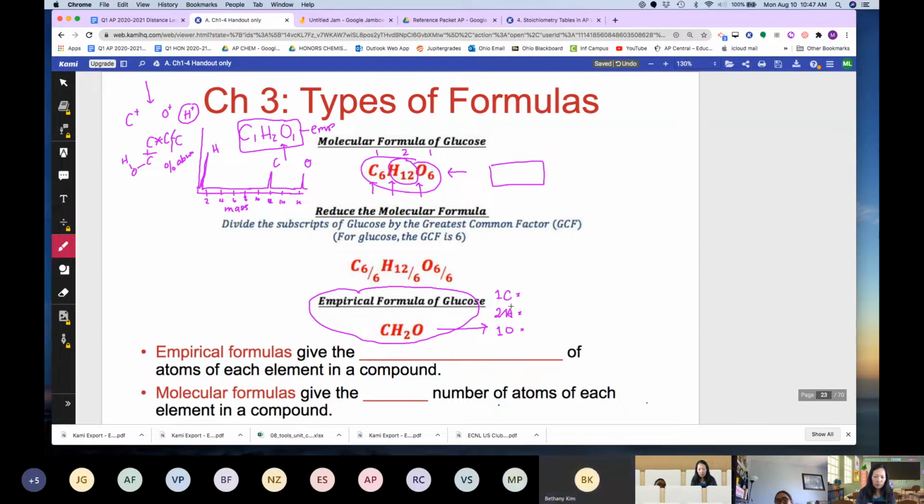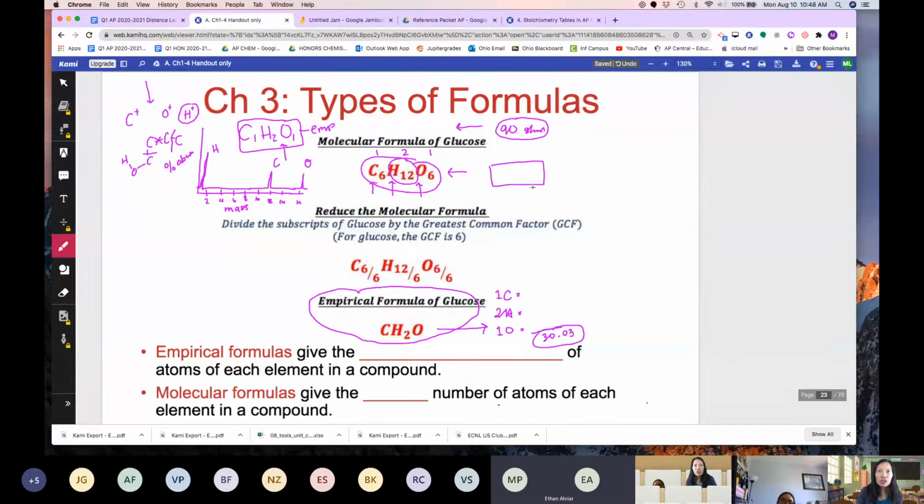I got 30.03. Yes, good job. So the mass is 30.03. Let's say my mass is 90 grams per mole. So what can you say about 30 and 90? You divide 90 by 30, and it's 3. It tripled. That means the subscript triples.